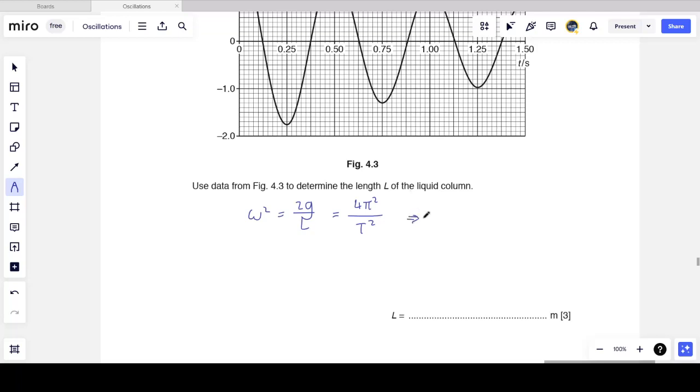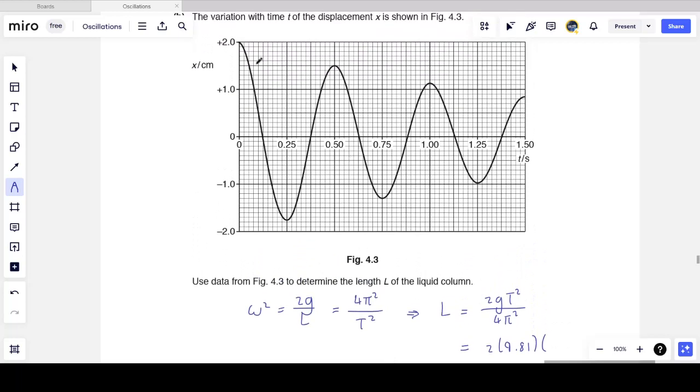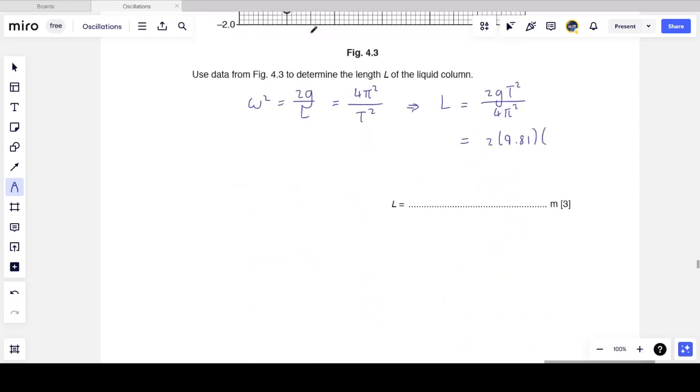So you know I like to do my algebra first and then rearrange the equations before putting in values. But if I turn this around, I can solve for L, and I get L is 2g t squared divided by 4 pi squared. So that's 2 times 9.81. Now yes, I don't have the period, but I also can find the period. And if I go to this graph, I can see that the period, from crest to crest to subsequent points in phase, is half a second. The time is being measured in seconds, 0.5 seconds.